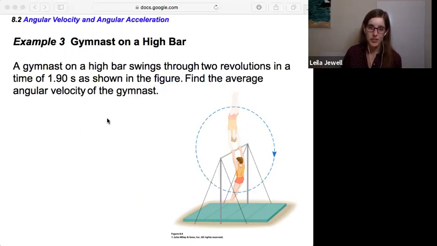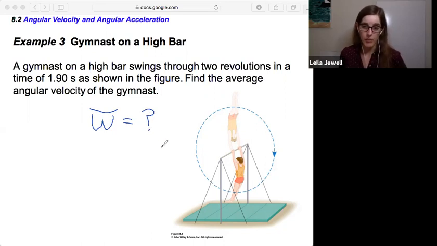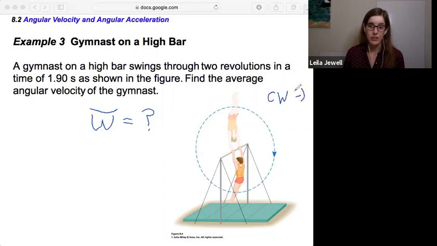Right, so we know we want to find that omega, and the bar over it means that it's an average, because it might be that the gymnast is moving faster at some point, slower at others. We can find the average angular velocity, and that can help us out in a number of situations alone. You'll notice it says as shown in the figure. So as we look at the figure, the 2 revolutions are going in which direction? Notice that they are going in a clockwise direction, which is abbreviated as CW. Remember, clockwise direction, what does that tell us about the angular displacement? It's going to be the negative direction.